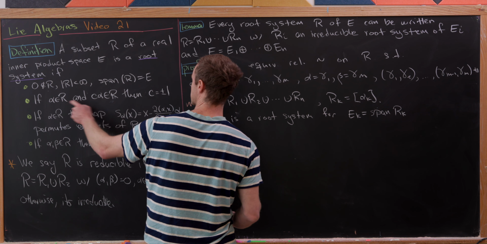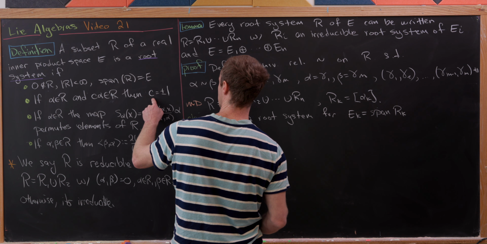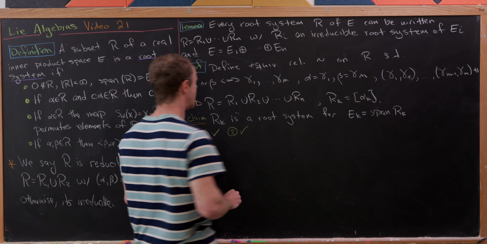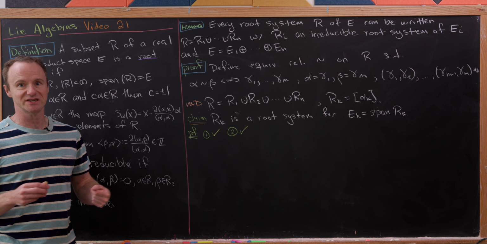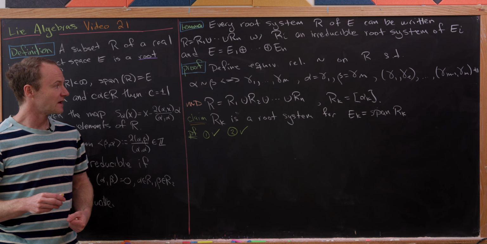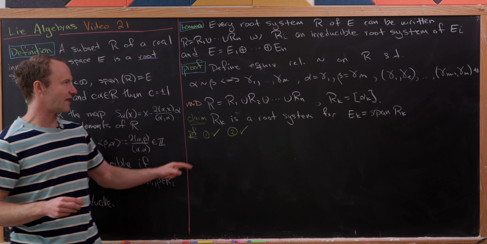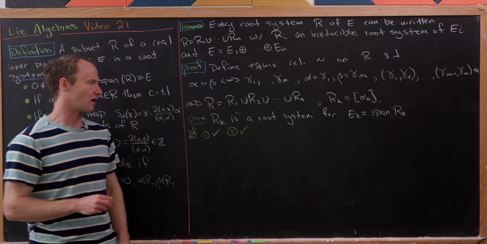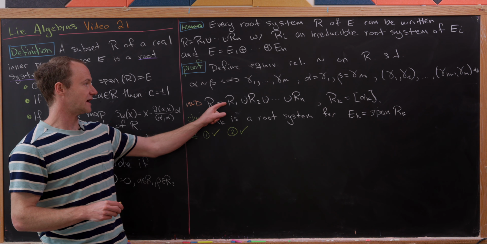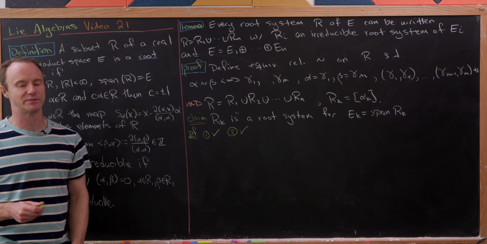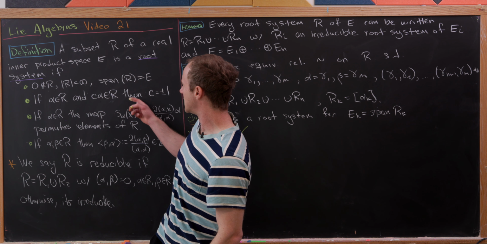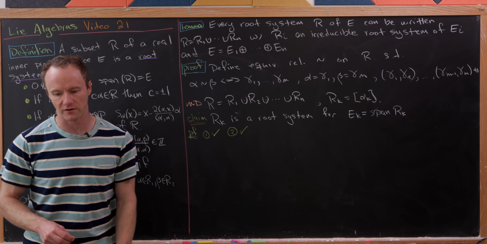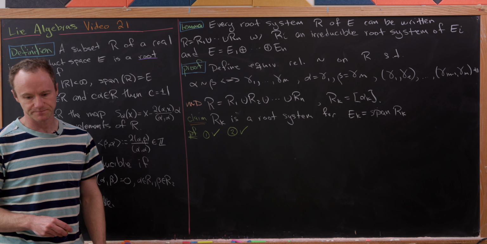If alpha is in R and c alpha is in R, then c is equal to plus or minus 1. Notice that that follows really simply from the fact that it held in our original R, and this R_k is just a decomposition of our original R. So there's no way you could get any other kind of multiple of alpha inside of these R_k.